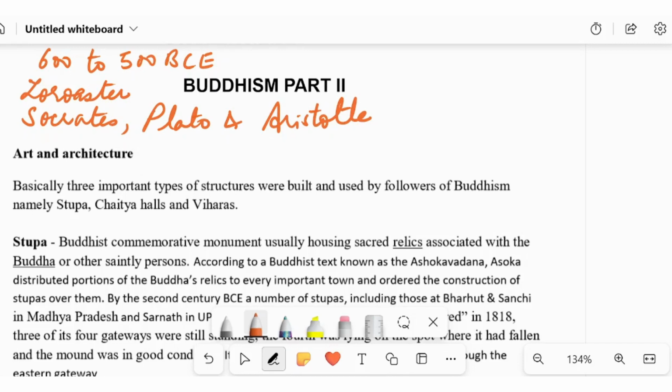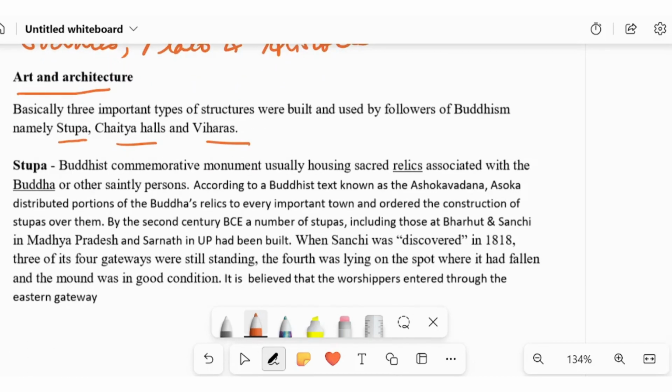So in my previous video, I had discussed Lord Buddha. The remaining portion I'll be covering today. And in my next video, I'll cover Jainism. As far as Buddhist art and architecture is concerned, the main structures of Buddhism are stupas, chaityas, and viharas. I'll begin with stupas. What are stupas?